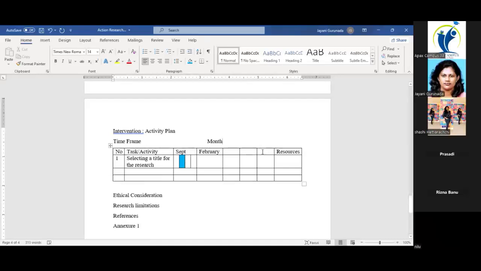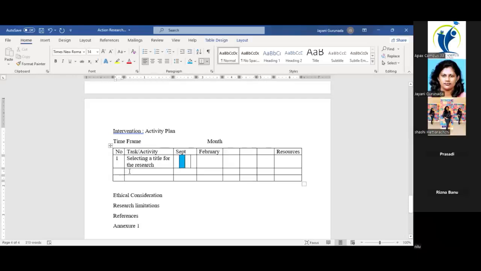Then here, resources and responsibility like this. You can have this. September, October, November, December, like that. According to the number of time periods you have, you can do that. So if you are selecting a title for the research, if you have done it in the September second week, you can color it.